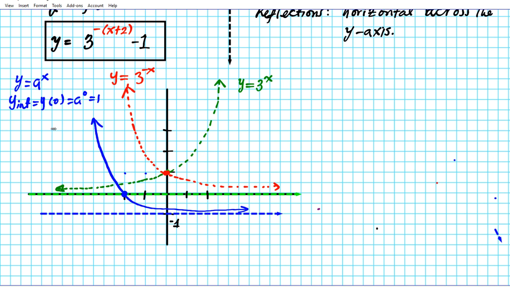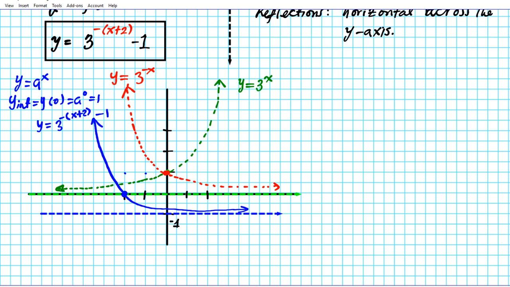And the equation of this graph is y equals 3 to the negative (x plus 2), minus 1. The x plus 2 is because of the shift 2 units to the left, and the minus 1 is the shift 1 unit down. Okay? So that's the graph of the exponential function. Alright, so let's start writing down some of the properties of this function.